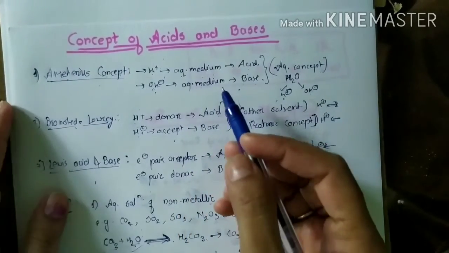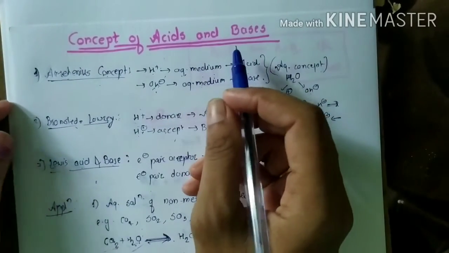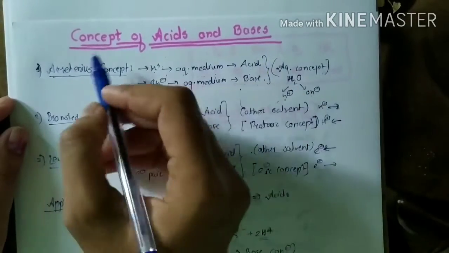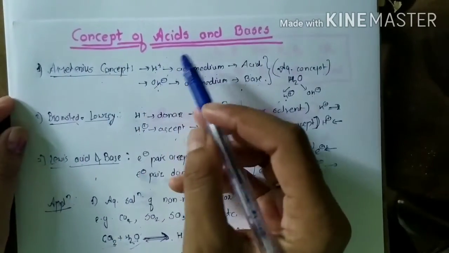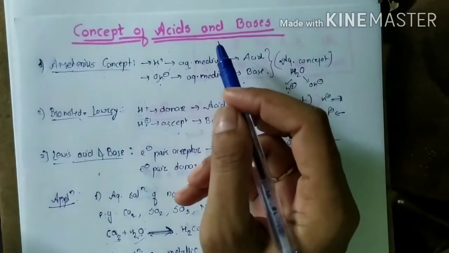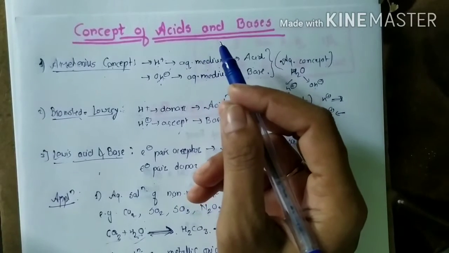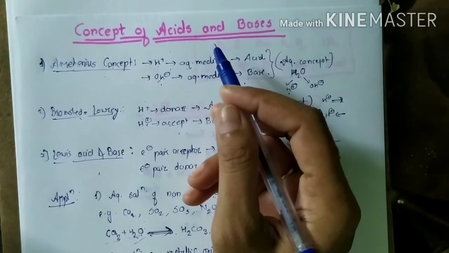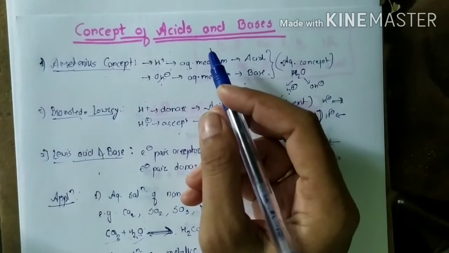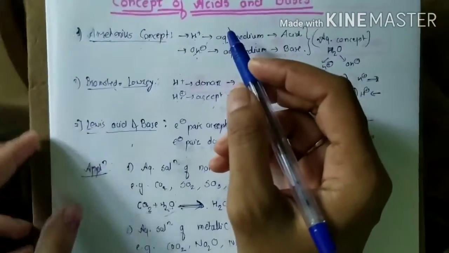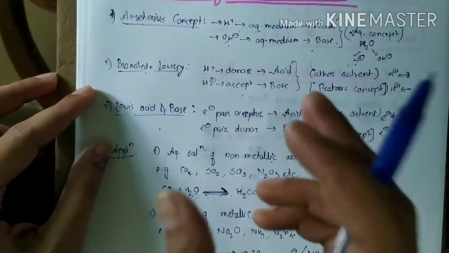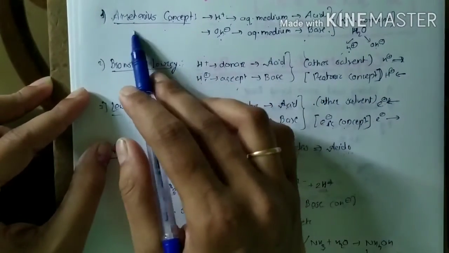Today we are studying the concept of acids and bases. As it is, the definitions of different acids and bases are not directly used in CSIR NET, but this is useful for understanding and identifying acids and bases. To know acids and bases, we first learn the basic concept, the Arrhenius concept.